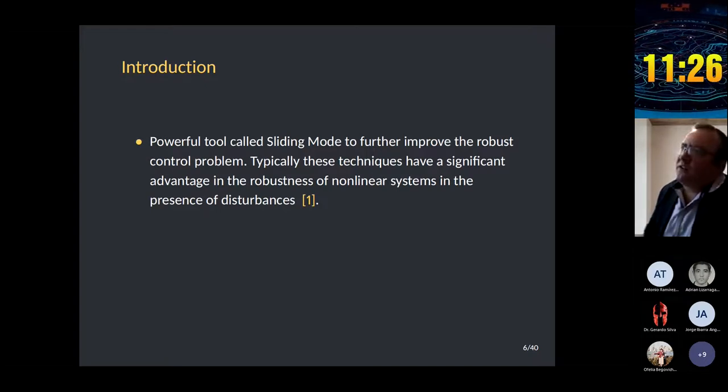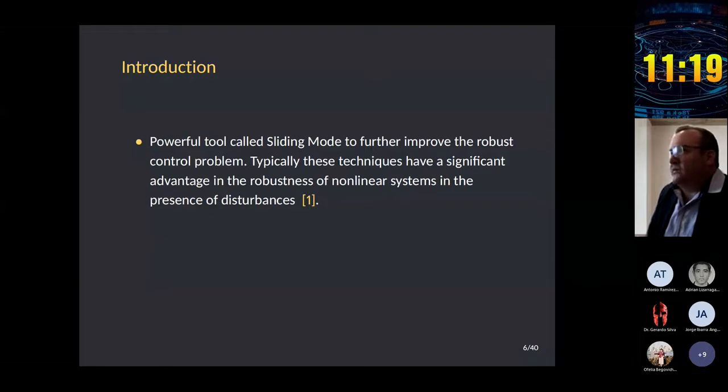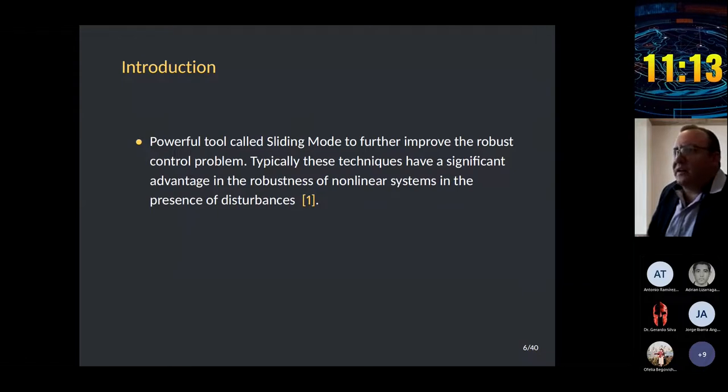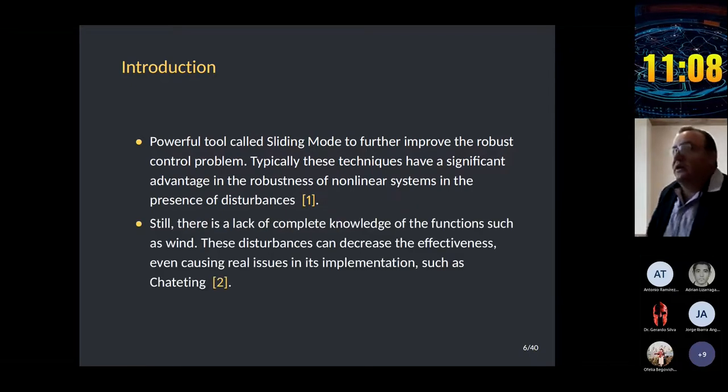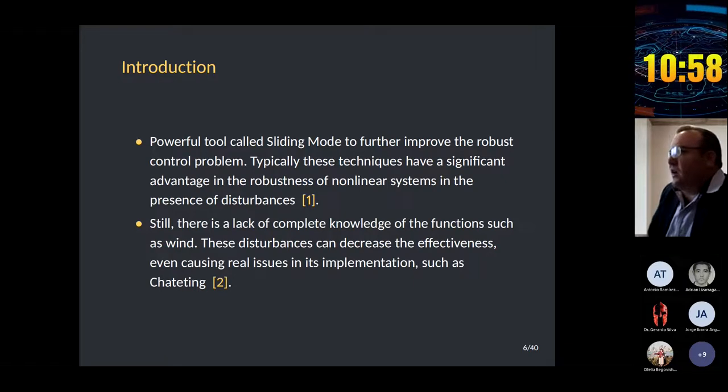The technique we use is called sliding mode. We know that sliding mode control is a main technique for nonlinear systems. Typically, this technique has a significant advantage in the robustness of nonlinear systems in the presence of disturbance. Still, there is a lack of complete knowledge of functions such as the wind. This disturbance can cause damage, even causing real issues in the implementation, such as chattering.